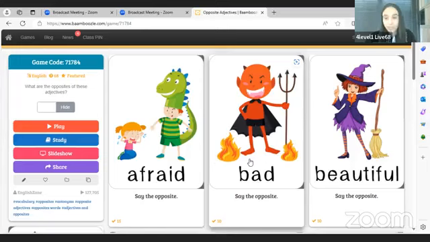What is the opposite of the word beautiful? Beautiful. Can you tell me in the comments what is the opposite of the word beautiful? Manel, amazing. No one can compete with Manel. Manel said ugly. Do you agree or disagree that the opposite of beautiful is ugly?